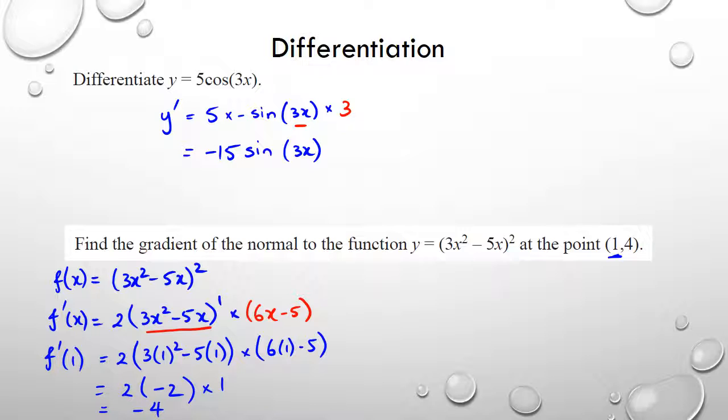So if my gradient is equal to negative 4, then the gradient of the normal is going to be -1 over m. So in this case, the gradient of the normal is going to be -1 over -4, which simplifies to 1/4. So that's what the gradient of my normal at that point is, 1/4. Okay, that's differentiation. Off we go to integration.